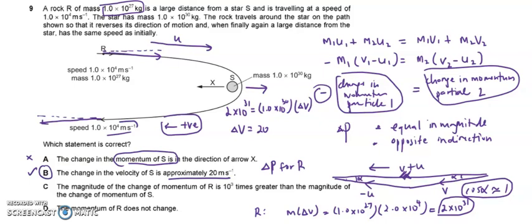Well, we look at C. The magnitude of change of momentum of R is 10 to the power of 3 times greater. So this is definitely not correct. They are equal in magnitude. The momentum of R does not change, which is not correct. Okay, this is the change in momentum of R, it is having this magnitude value. So the answer is B.